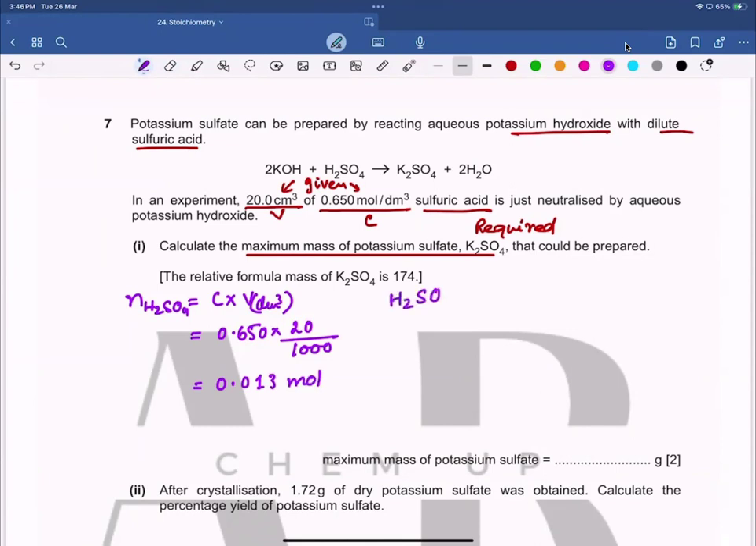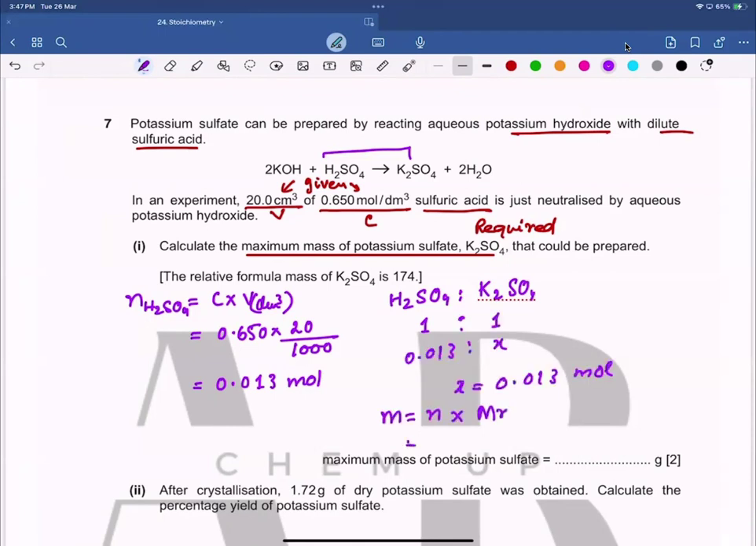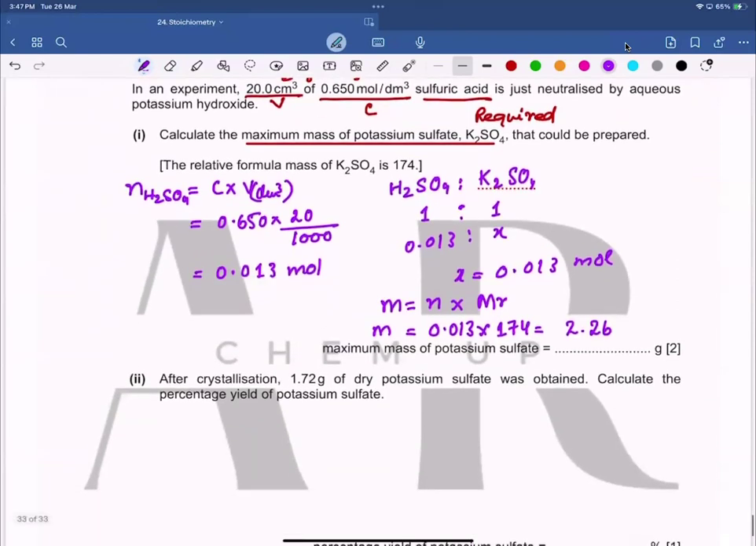Then we take the ratio of moles of sulfuric acid to potassium sulfate. The ratio is 1:1. So if these moles are 0.013, then x would also be 0.013 moles. Now, to find the mass, I multiply these moles by Mr. The moles are 0.013 and Mr is 174. The answer is 2.26 grams.